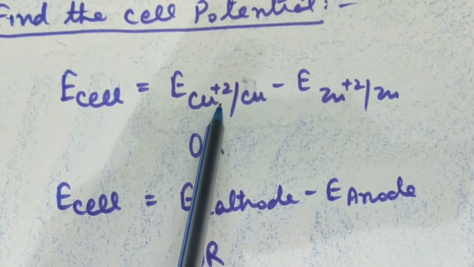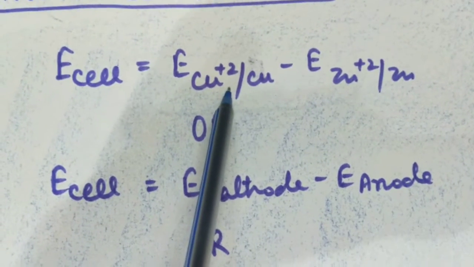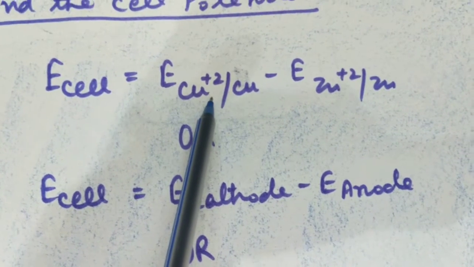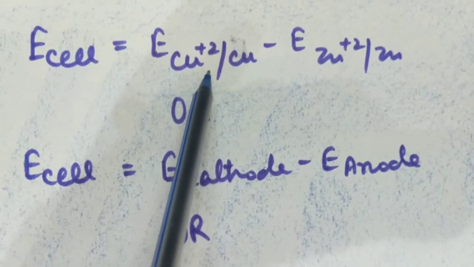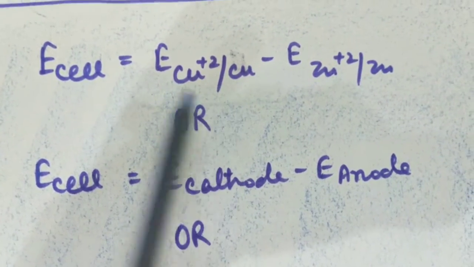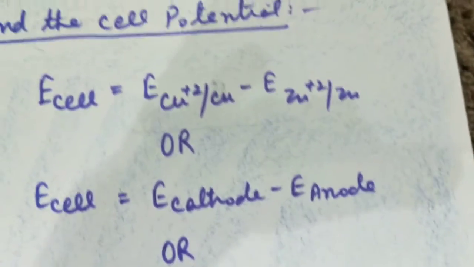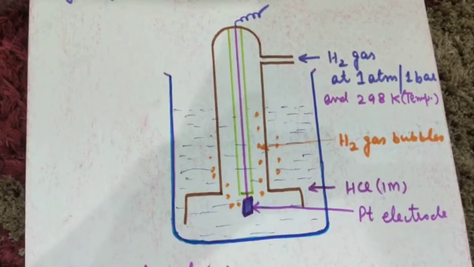Now just to solve this problem, hydrogen is considered as a reference electrode whose electrode potential is taken as 0 volt.